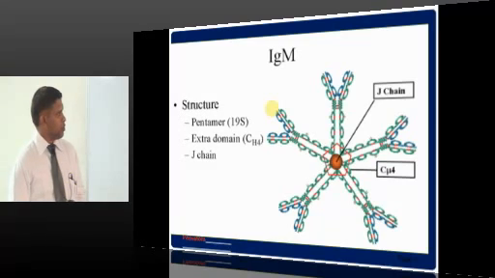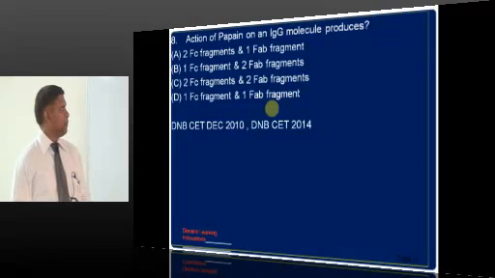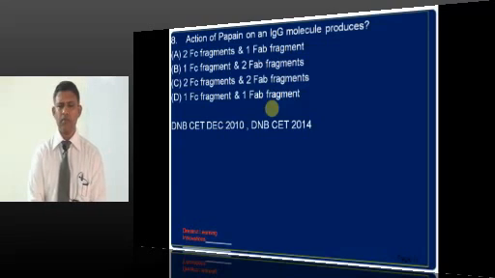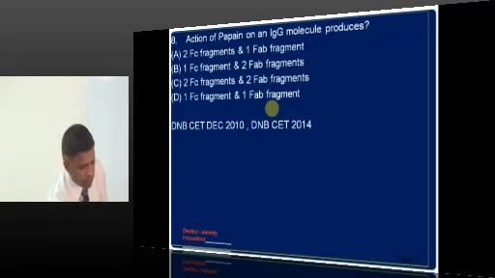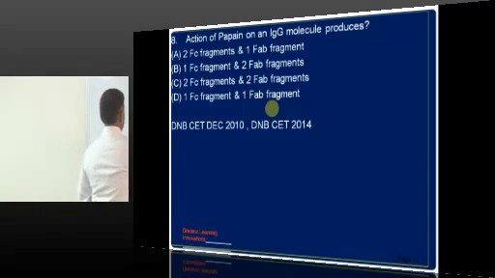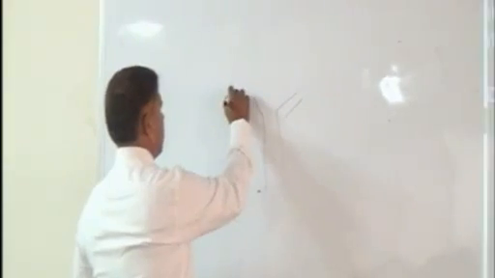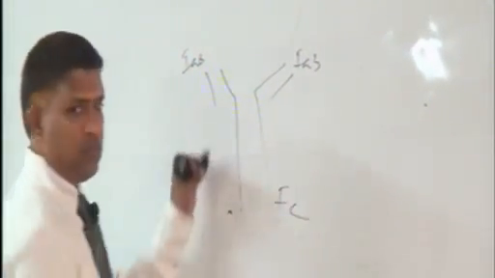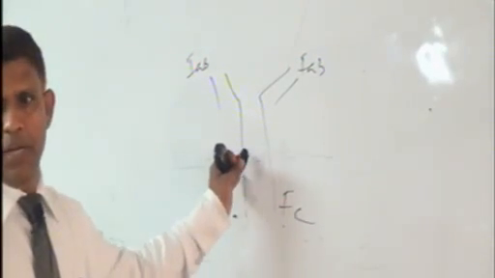So these are IgM molecule, a pentamer with a J chain and all. Action of papain on an IgG molecule produces what? Suppose this is your FAB portion. Do you remember this? And this is your FC portion. This is a typical immunoglobulin.